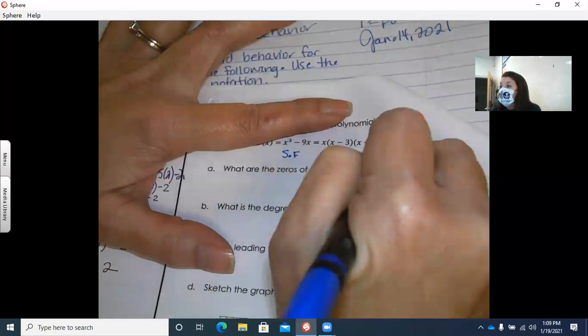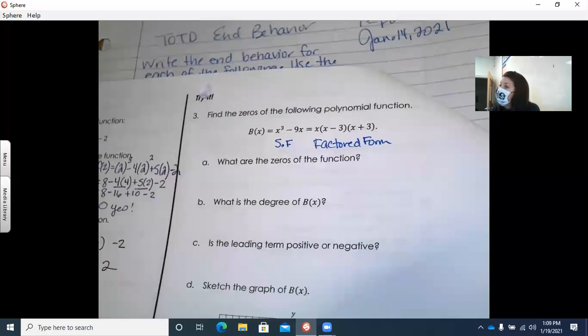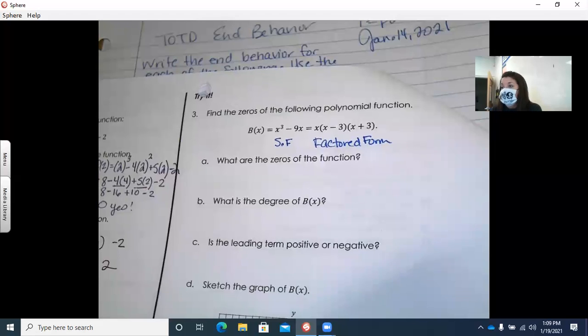So they just took the standard form and factored it for us. We like when they factor it for us. That means we don't have to do it, right? And factored form is so much easier to deal with when you're graphing a polynomial. So there might be a time when we have to factor them, but right now we don't.